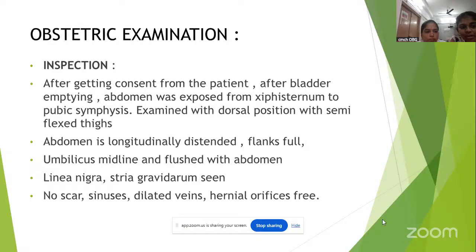Obstetric examination. On inspection, after getting consent from the patient and after bladder emptying, abdomen was exposed from xiphisternum to the pubic symphysis. Patient examined in dorsal position with semi-flexed thighs. Abdomen is longitudinally distended, flanks full, with umbilicus midline and flushed with abdomen. Linea nigra, striae gravidarum seen. No scars, sinuses, dilated veins, and hernial orifices free.